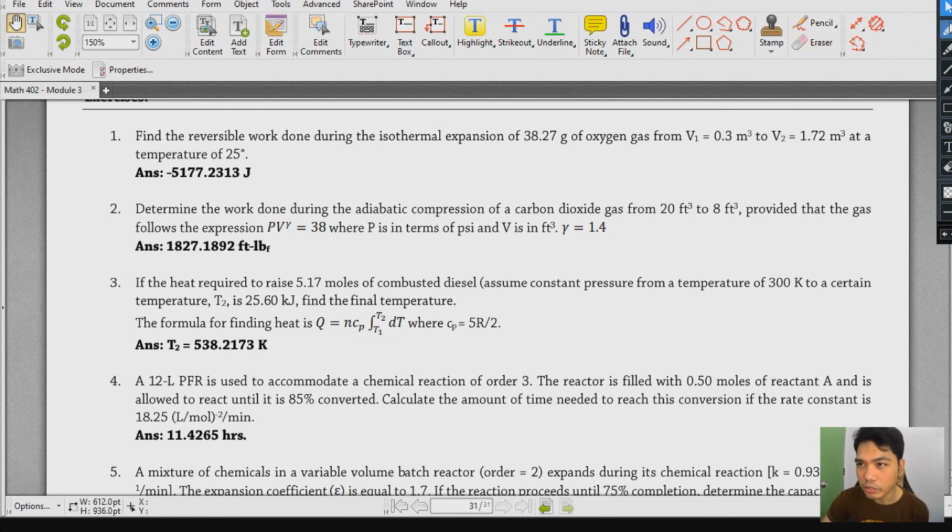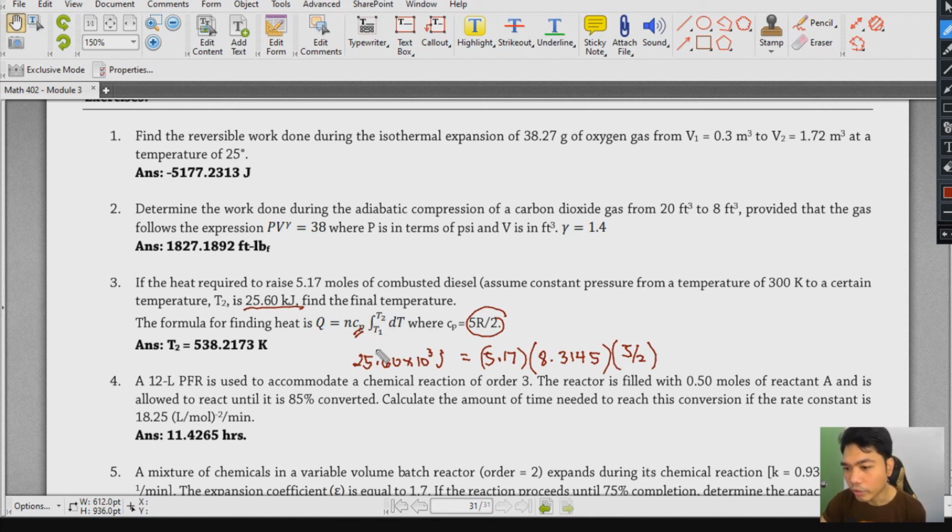So ito lang naman is just a mere substitution. Yung Q mo is 25.6 kilojoule, so that's 25.60 times 10 cube joule. Okay? And then ano ba yung N natin? So N is 5.17. So yun lang yan. And then ano ba yung ating CP? Sabi dito, CP is 5R over 2. So that means I have to multiply this by, your R is 8.3145 and then you multiply this by 5 halves. Okay? And then, ano ba yung ating T1 to T2? So, dito natin kukunin ngayon yung T2.